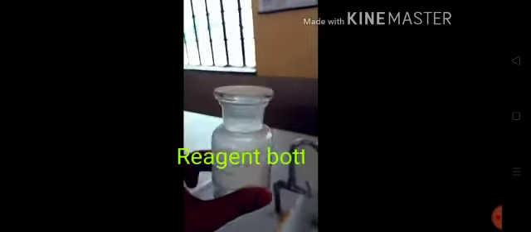Now this is the beaker. Generally it is used for mixing chemicals and measuring some chemicals. And this is the conical flask. This is the reagent bottle. Generally it is used to keep some reagent for the reaction.